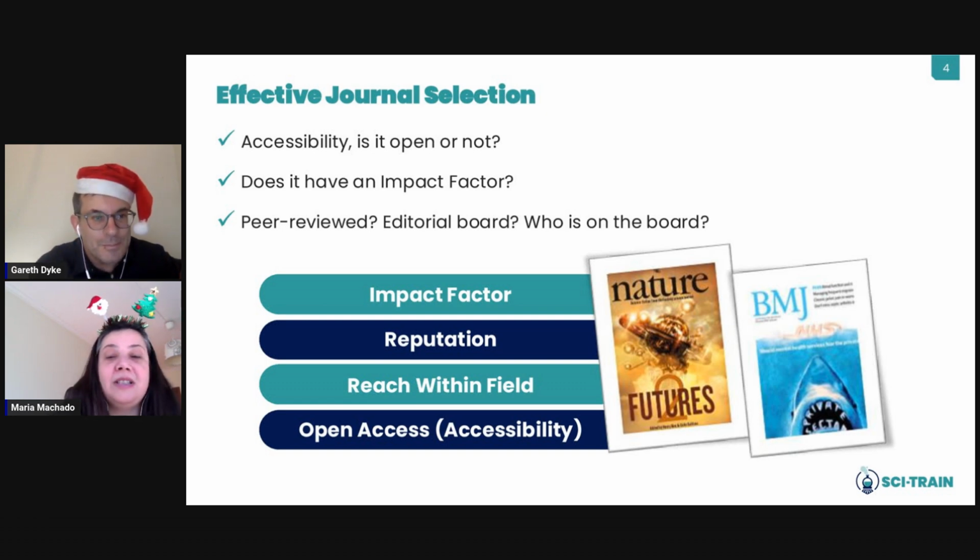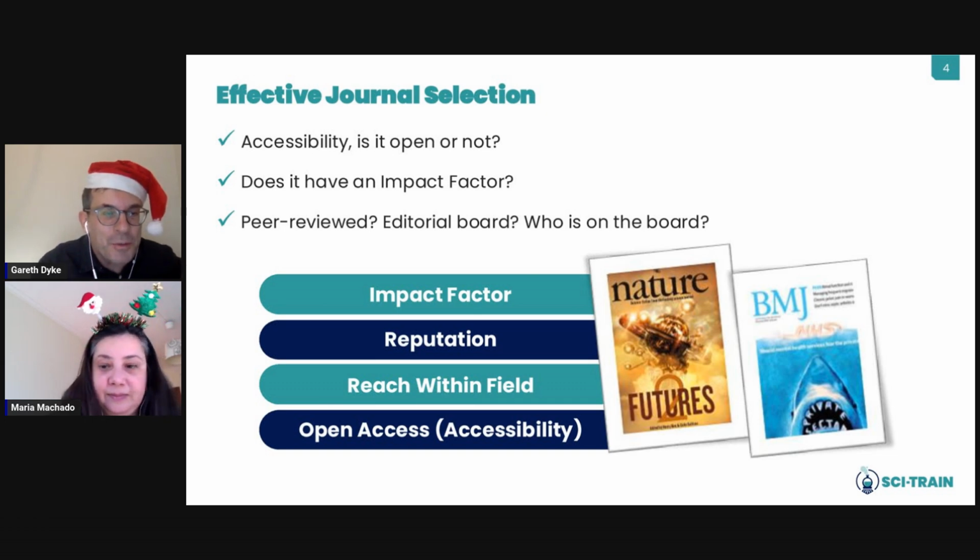and allow you to establish connections that are going to be important in the future. It's a great way to check as well if the journal that you're thinking about submitting to is potentially predatory or a little bit dodgy.